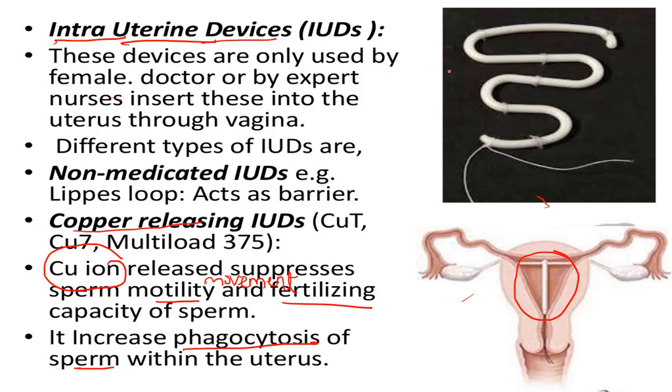In addition to this, you have Lippis loop. This is a loop which is inserted in the female body, and again this prevents the sperm from entering the fallopian tube. So intrauterine devices, the name itself suggests something we insert into the uterus. That is basically the most widely adopted methods are copper T and Lippis loop.